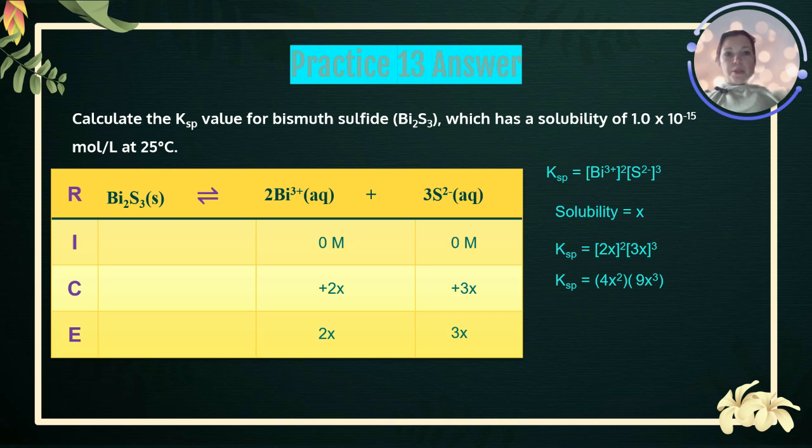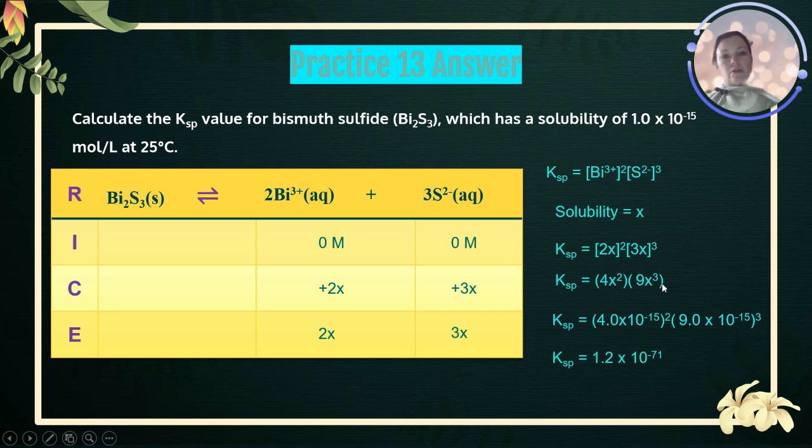So if I plug in for my concentrations here, you can see we have 2x squared times 3x cubed. When we do the math for the numbers, we get 4x squared times 9x cubed. Then you need to plug in your value for solubility for x. So we're going to multiply 4 times 1.0 times 10 to the negative 15th and square that, and then 9 times 10 to the negative 15th, and cube that. The 4 and the 9, of course, are coming from these terms here.